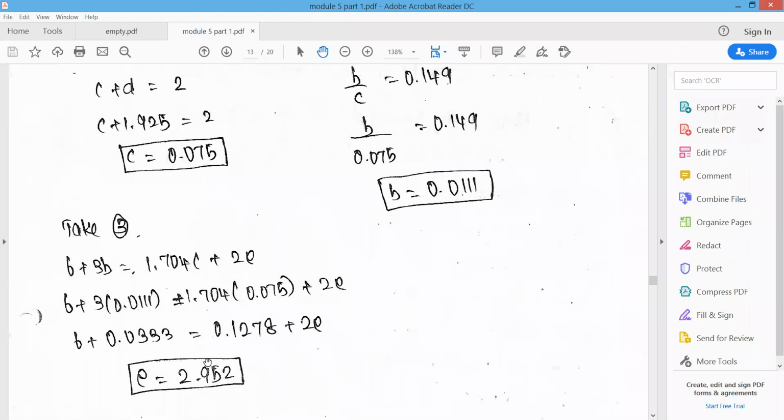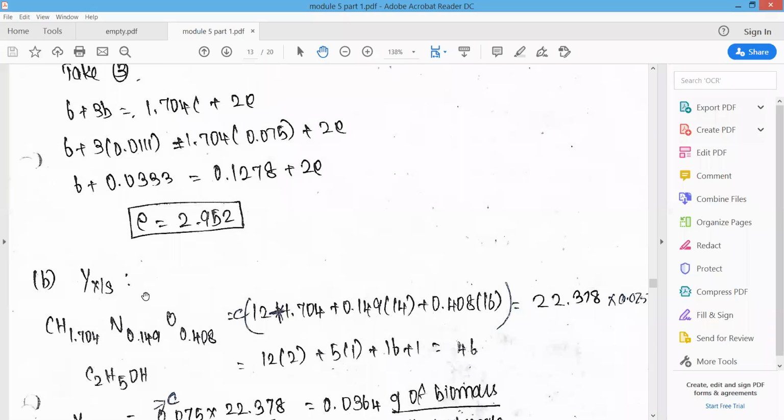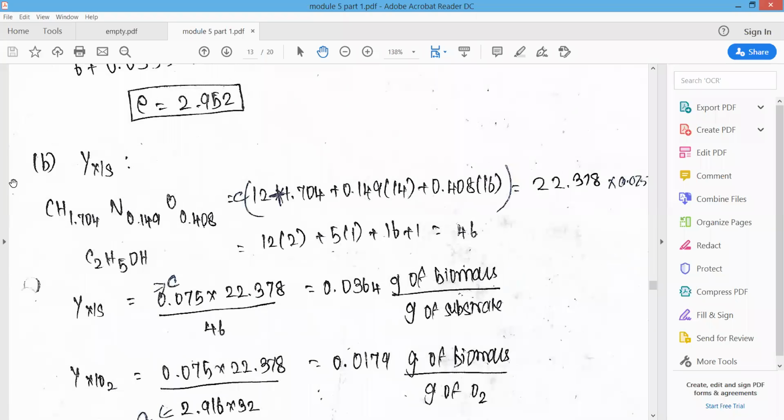Once the stoichiometric coefficients are done, next what they have asked is Y X bar S, that is biomass by substrate. This is the biomass value and this is the substrate value. Substitute for Y X bar S, so you will get this is the C value, that is 0.075, into 22.7378. So you will get the answer.